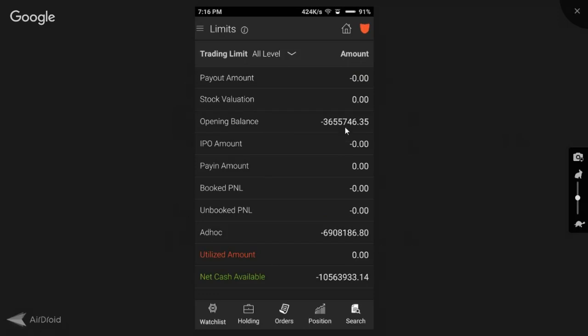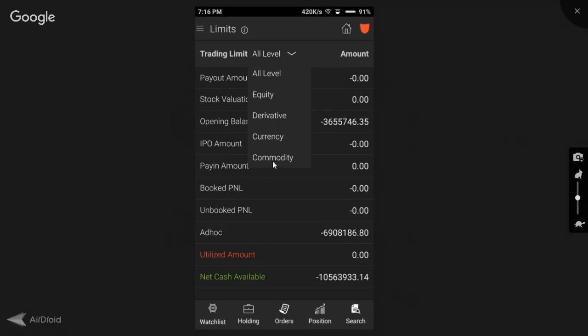So basically my opening balance is shown, and if I make a position over here, that amount will be the utilized amount, and my remaining balance will be this minus this. Now if I'm satisfied with the amount I have, I want to know in which sections I have money. So this is all level. Now I click on all level, and for various sections I can see how much money I have.